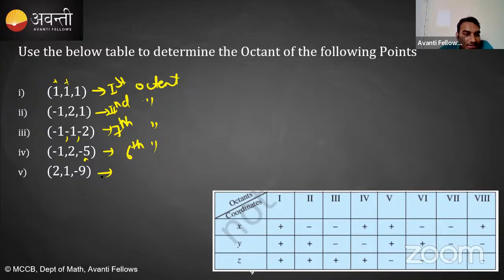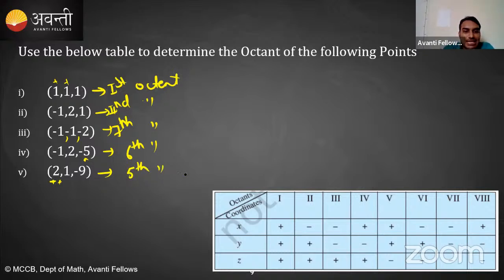Then the fifth is 2 comma 1 comma minus 9. Since Z is negative, it means 5th, 6th, 7th or 8th octant. Is this clear so far? Now we have to see which of these. Since X and Y both are positive, which happens in the first quadrant, right? We have the habit of remembering quadrants, so you can use that quadrant knowledge to identify the octant also. X positive, Y positive happens in the first quadrant, and the one below the first is the 5th. So this is the 5th octant.